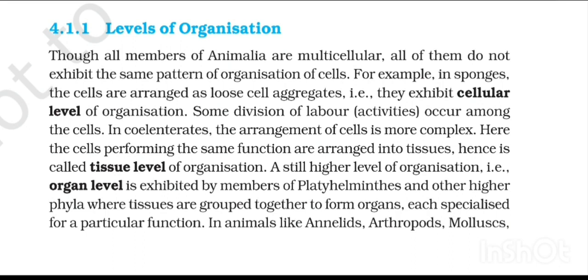So in sponges only the cellular level of organization is seen, but in the case of coelenterates, the tissue level of organization occurs. A still higher level of organization, that is the organ level, is exhibited by the members of Platyhelminthes and other higher phyla, where tissues are grouped together to form an organ, each specialized for a particular function. So these Platyhelminthes and coelenterates are different phyla under the animal kingdom.